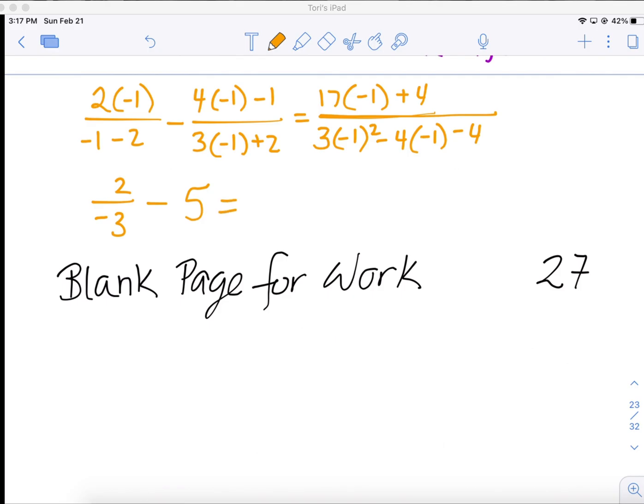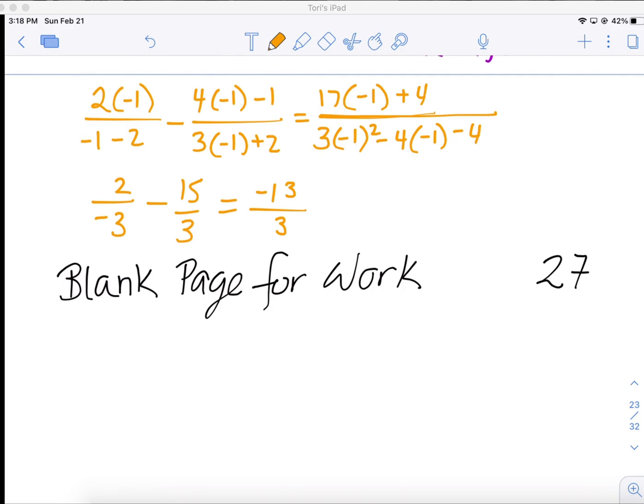Equals 17 times the negative 1 is negative 17 plus 4, negative 13. Negative 1 squared is 1, so 3 times 1 is 3. Plus 4 minus 4, those cancel off. So I'm going to just keep the 3. All right, so the question is, is 2 over 3 minus 5 going to make negative 13 over 3? Well, 5, think of how many thirds would that be? Be 15 thirds.